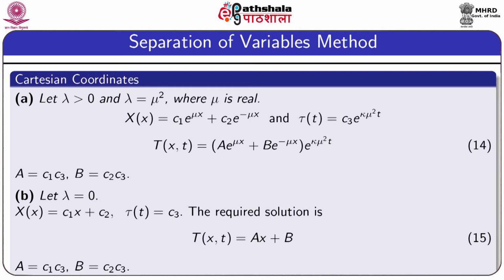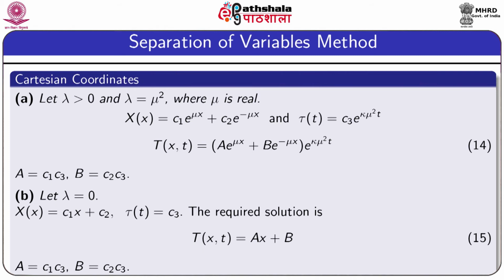So, substituting the values of capital X and tau in the original equation, we get the expression for capital T as (A e to the power mu x plus B e to the power minus mu x) times e to the power kappa mu square t, where capital A is equal to C1 C3 and capital B equals C2 C3. Now, I am going to the second case where lambda equals 0.